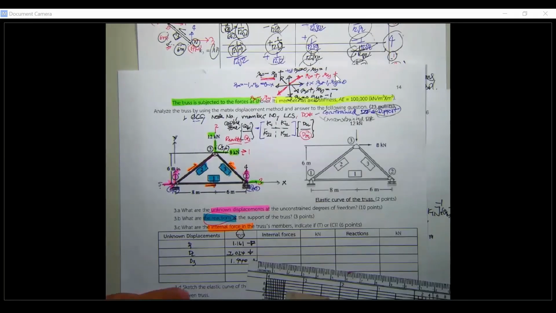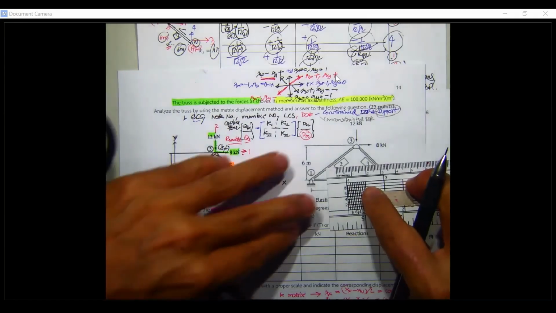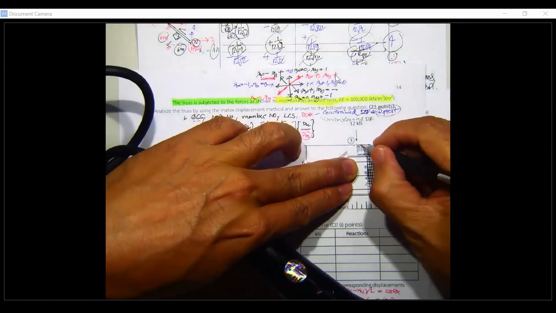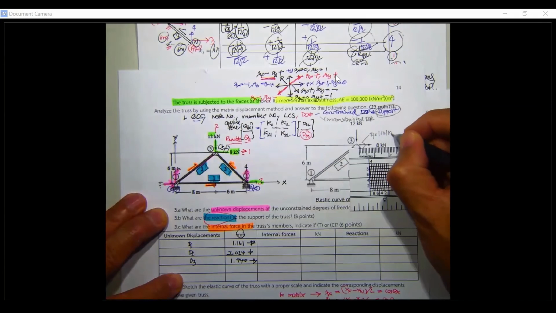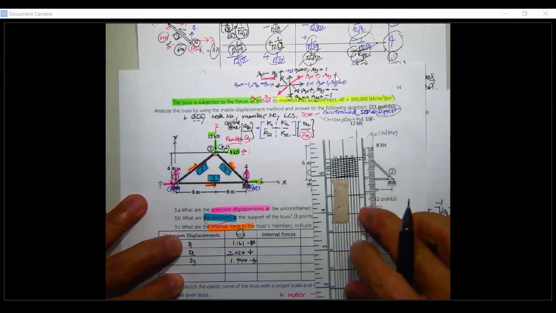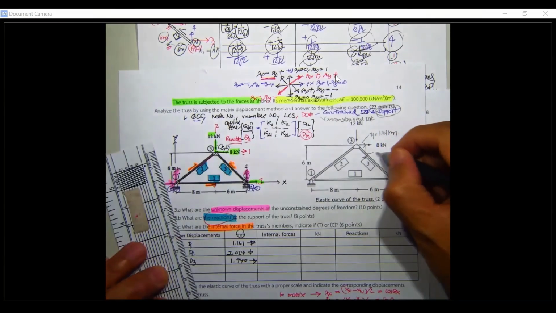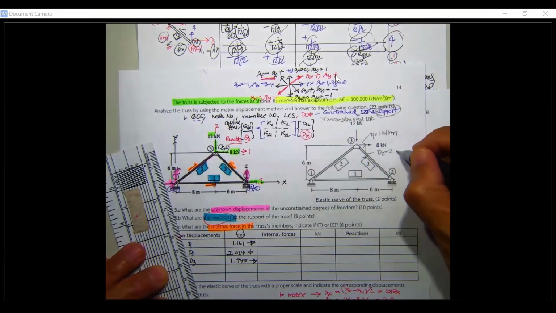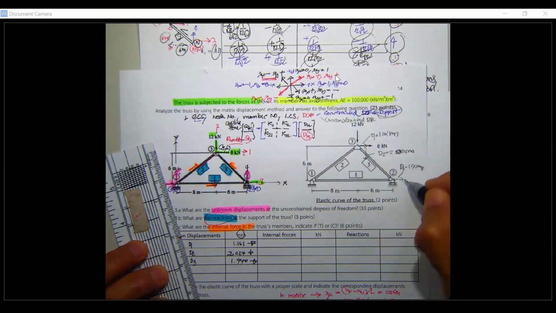Based upon this, D1 is going to be in this direction, 1.161. Okay, that is, let's say, about 5 millimeter in this direction. D1 equal to 1.161 millimeter. D2, 2.02. Scaling, that's close to 1 centimeter, just downward. This is D2 equal to 2.024 millimeter, and D3, if putting in this direction, this is D3 equal to 1.44 millimeter.